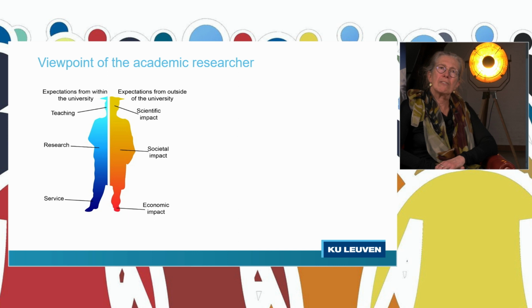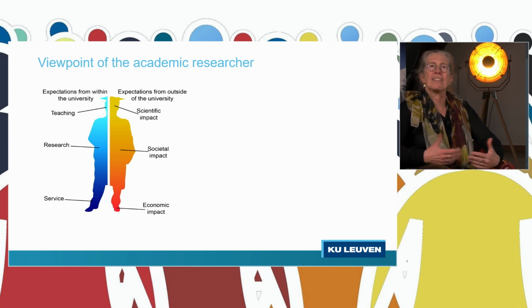So the idea of the working group is that we would work from the viewpoint of the academic researcher. This cartoon presents on the left-hand side what a researcher within the university typically considers as tasks and assignments. We teach, we do research, we provide service to society, and those three together form our activities.